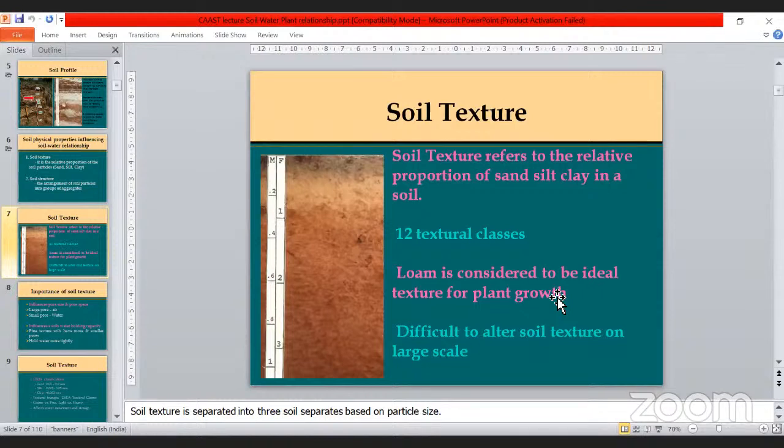The sand content, or maybe the loam content, is more in the case of the Konkan soil. So basically, based on the climate, the color of the soil is changing, the structure of the soil is changing, and the texture also depends on that. That's why it is difficult to alter the soil texture. It depends on the local condition, nature, and the climate over there.